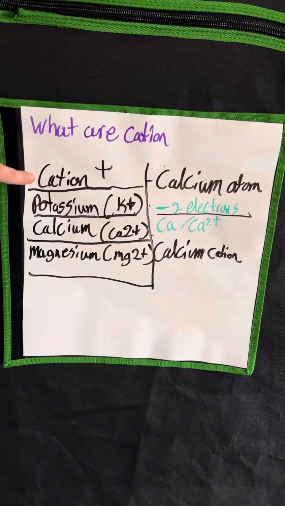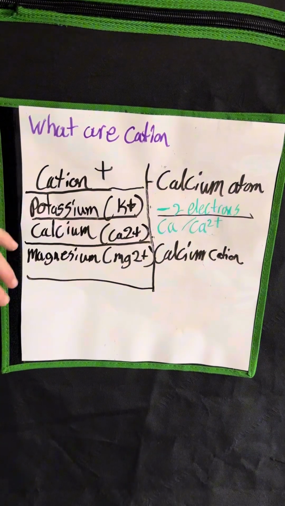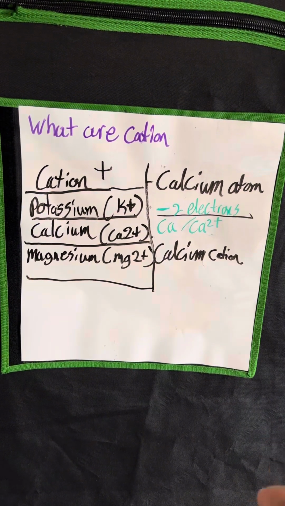So cations, the easy way to remember it is just cat. Think of a paw for positive. So cat, paw, positive. And that's how you know that cations are always your positively charged ions.